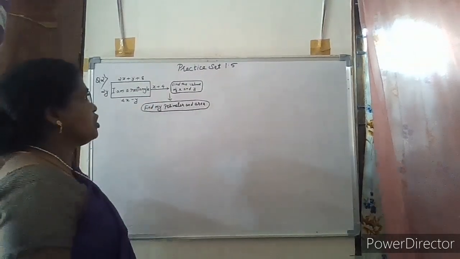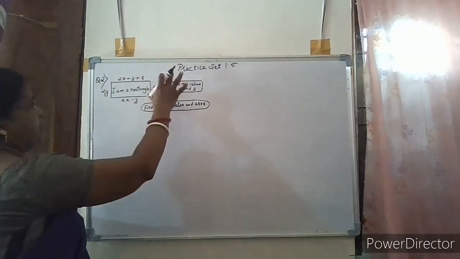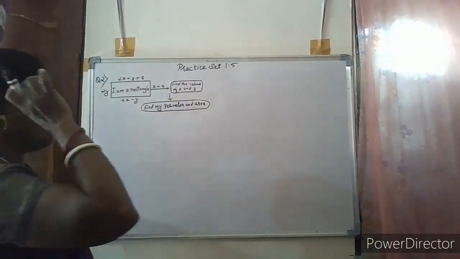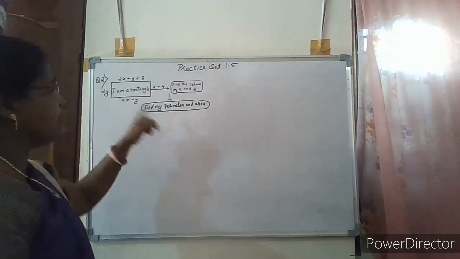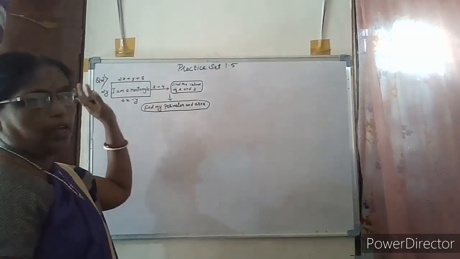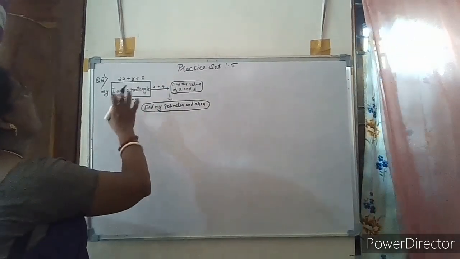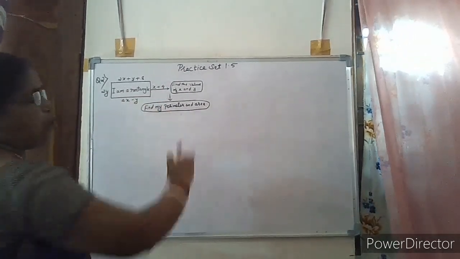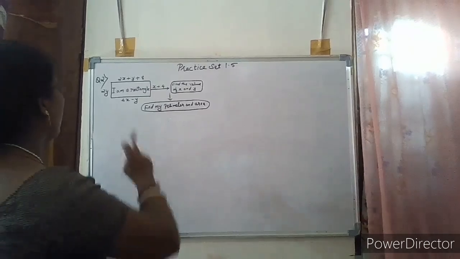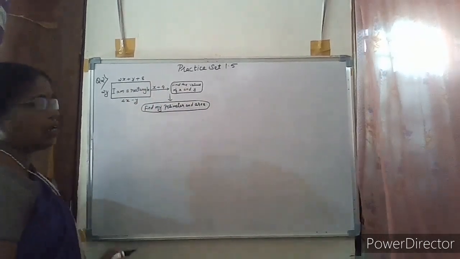This is the second question of practice set 1.5. It is: complete the following. This question is an activity question. You have another activity before this practice set 1.5, in the solved problems. Just go through that activity question also. Now this is an activity question given here.